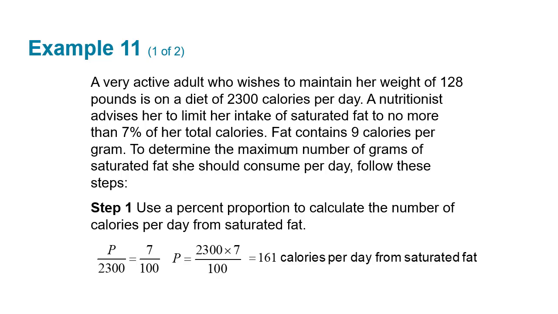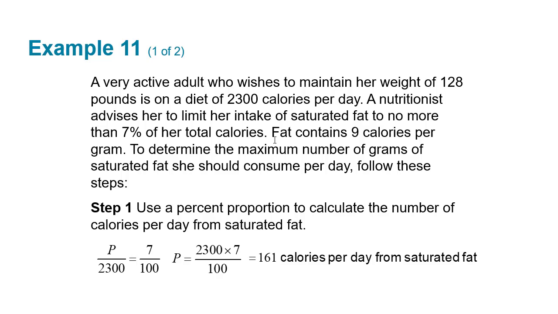We have how much of her 2,300, right, is going to equal 7%. So if we want to solve for P, it's going to be 2,300 times 7 divided by 100, and that's 161 calories per day from saturated fat. That's easy, right, to find the calories.